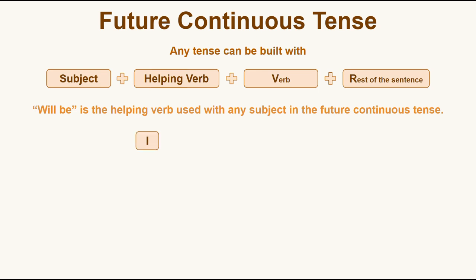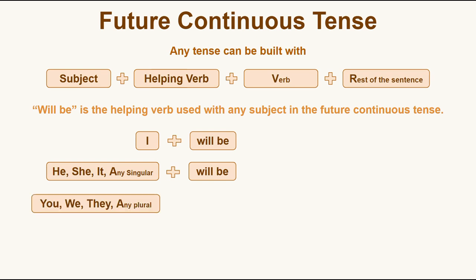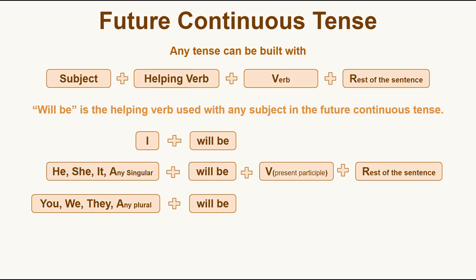I will be. He, she, it, any singular will be. You, we, they, any plural will be. Verb in present participle, rest of the sentence. This is the common format for future continuous tense.